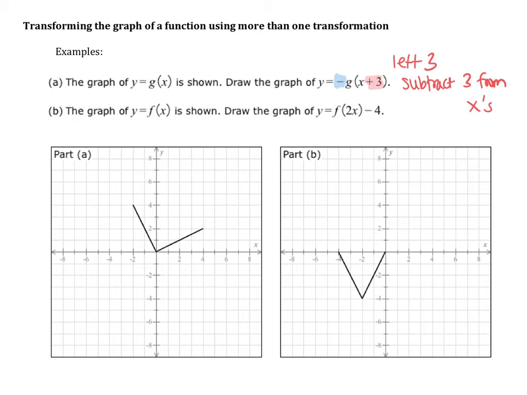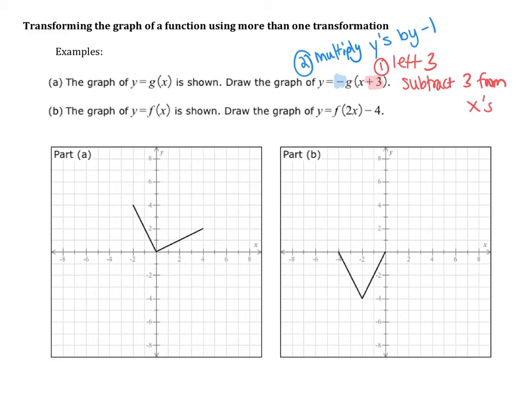And the negative sign on the outside is a reflection. So remember that that is telling you to multiply the y coordinates. So multiply the y's by -1. Okay? So those are the two things that we need to do to our ordered pairs after we write them.